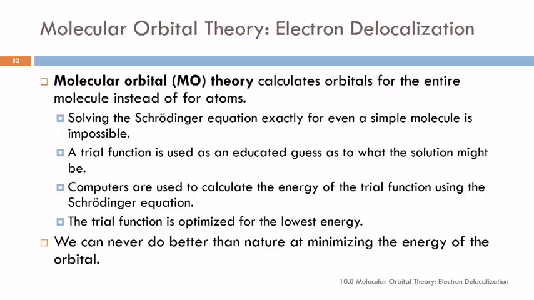We've talked about quantum mechanics and how the electrons can be described by a wave function. And we talked about the Schrodinger equation. So the Schrodinger equation is great, but the problem is that you can't solve it absolutely, even for a very simple molecule. So what they do is they put in a trial function and see how that works, and then they adjust accordingly. And so they use a computer to calculate the energy of the trial function using the Schrodinger equation, then they optimize it to minimize the energy.